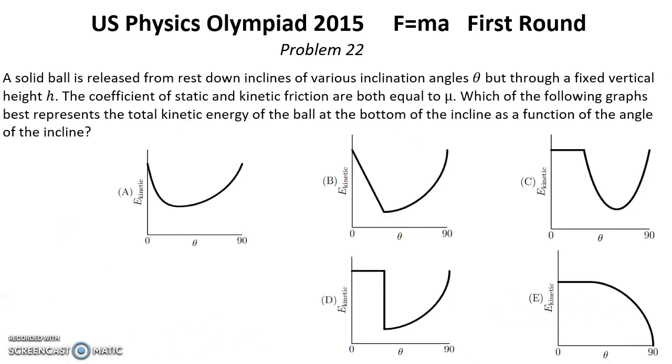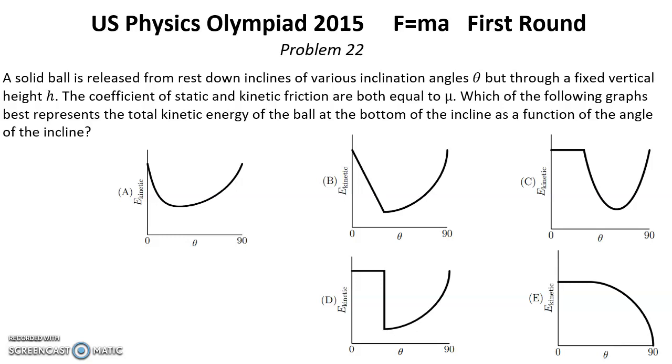Problem number 22. A solid ball is released from rest down inclines of various inclination angles theta, but through a fixed vertical height h. The coefficients of static and kinetic friction are both equal to mu. Which of the following graphs best represents the total kinetic energy of the ball at the bottom of the incline as a function of the angle of the incline? Solution.